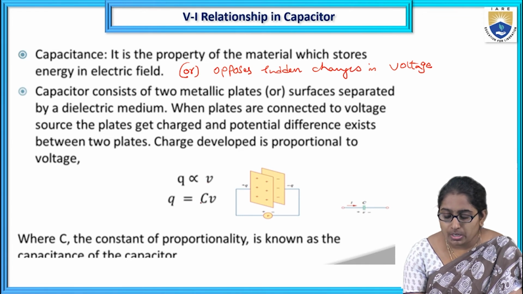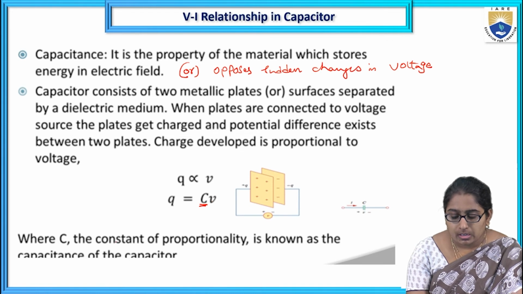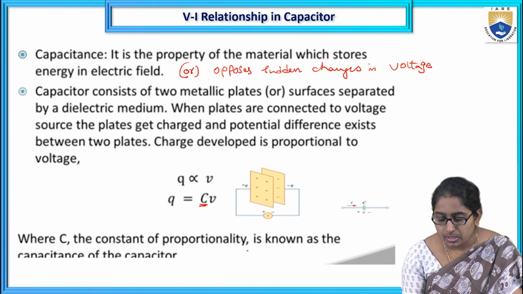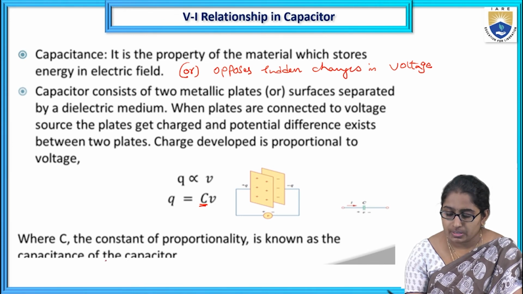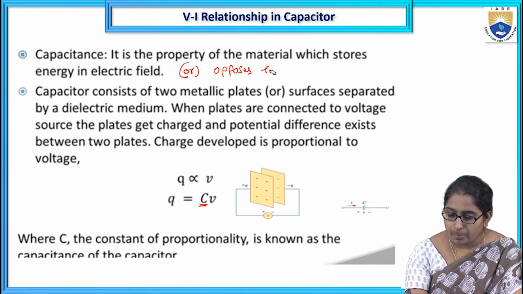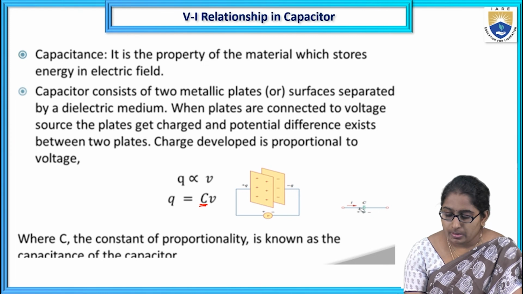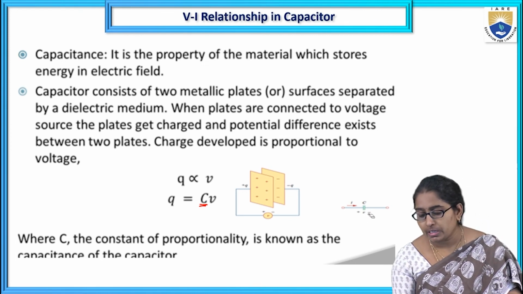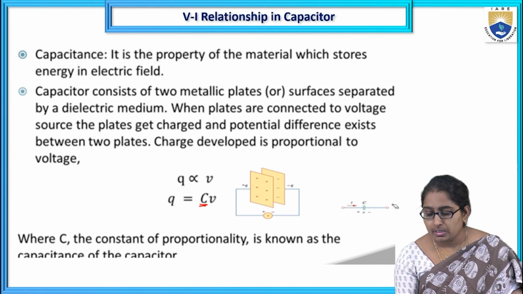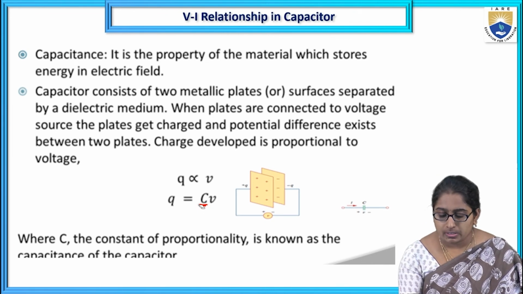So here, what is the proportionality constant? C. So C is the constant of proportionality and is known as the capacitance of the capacitor. C is the capacitance of the capacitor. So this is the symbol of a capacitor: two vertical lines, equal vertical lines. It is a two-terminal device.